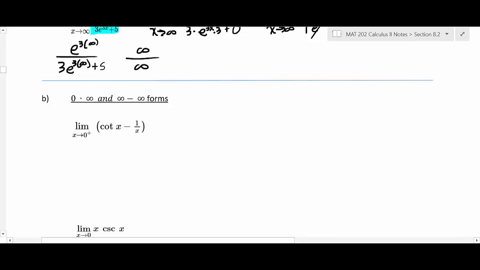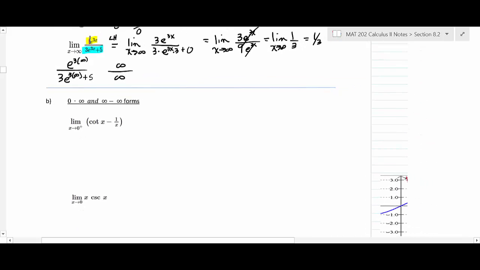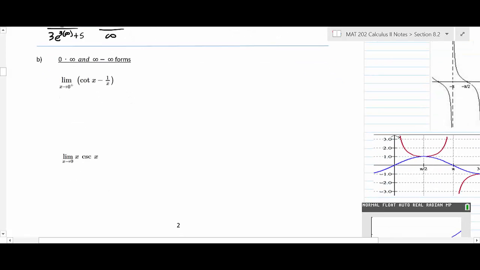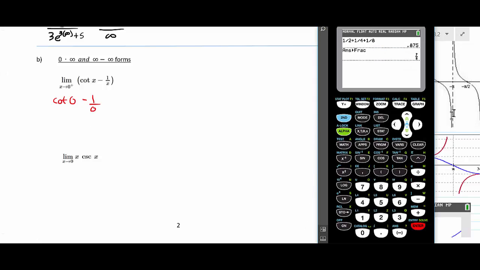Now this time we're doing a right-hand limit, so let's go ahead and plug in 0 and see which form we have. We'd have cotangent of 0 minus 1 over 0. Okay, what's happening here? Sometimes students forget this, so I usually use the calculator to help you remember. If you take 1 divided by 0, that's obviously undefined, but what if you do 1 divided by something super duper close to 0? Then what do you get?